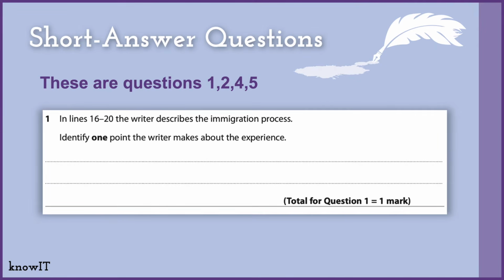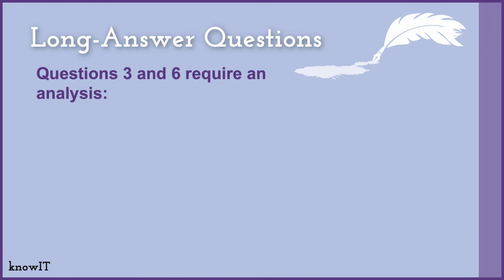So let me just read this one. In line 16 to 20, the writer describes the immigration process. Identify one point the writer makes about the experience. So over here, the examiner is basically asking you to pick out a point from the passage without analyzing it or anything. So it's very easy actually, and most of the short answer questions are just like this or something like this, and they consist of 1 or 2 marks each. So that's that. Let's move on to the long answer questions in section A.